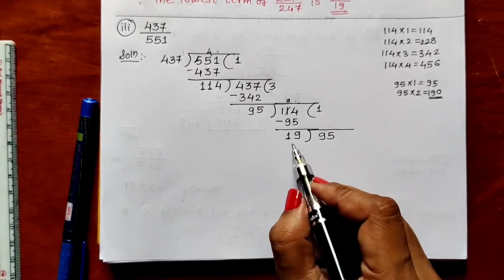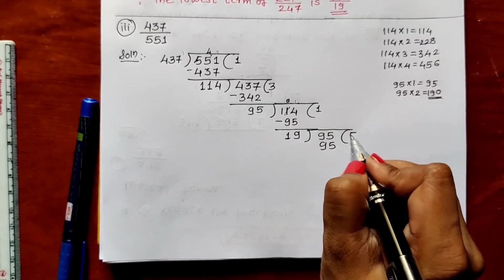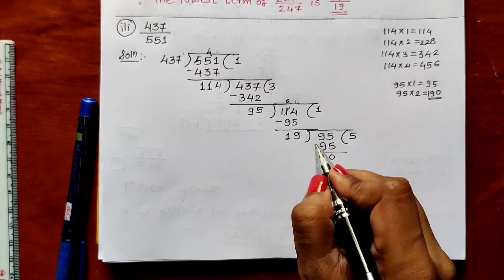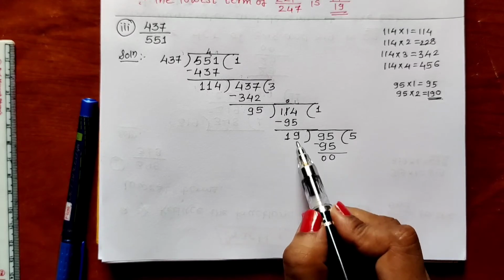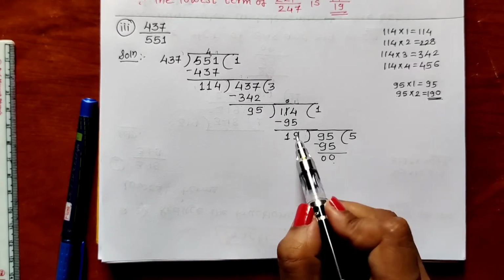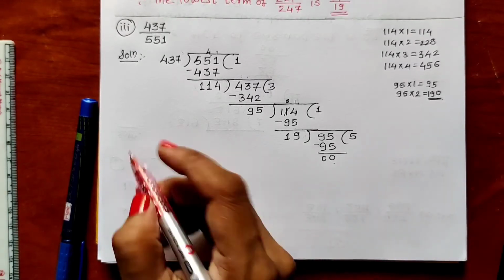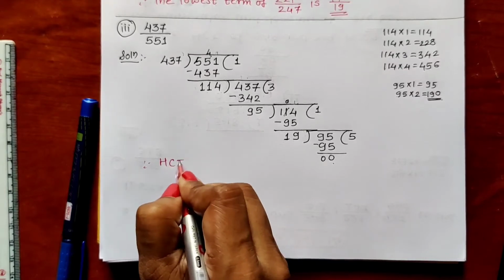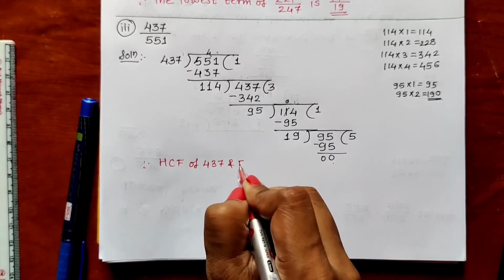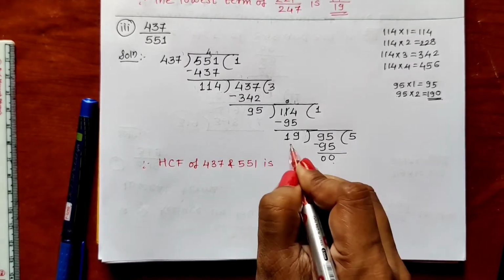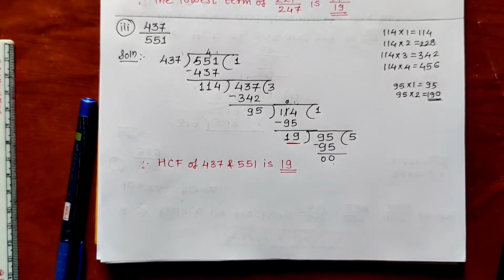Now 19 table we all know, 19 fives are 95, and we get 0 as the remainder. So the divisor of the last step is the step where we get the remainder as 0. So the divisor of the last step becomes our HCF, and therefore the HCF of 437 and 551 is this last step divisor. It is 19.